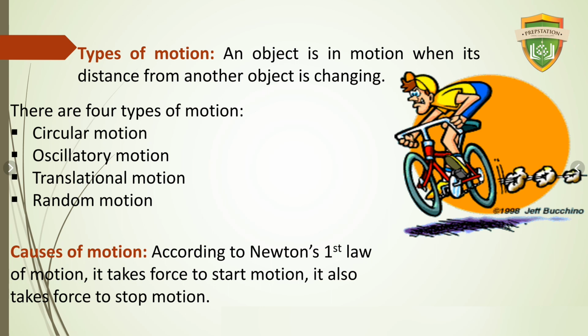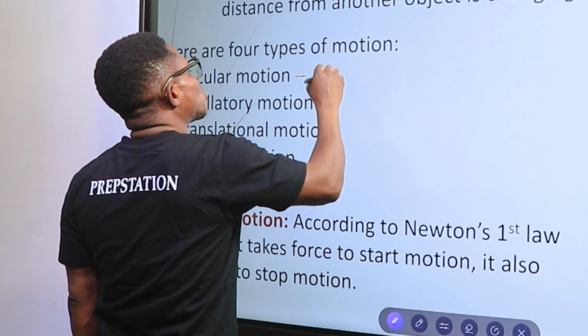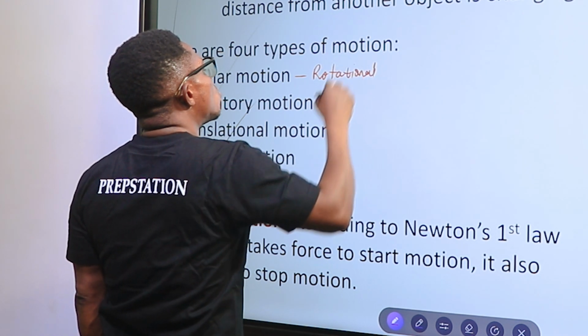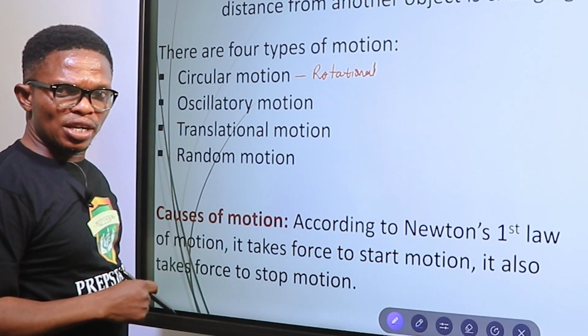There are 4 types of motion. Although sometimes if you go on the internet, you see 8 or 7, whatever you see there is grouped under these 4. Number 1 is called circular. You can call it circular or rotational motion.